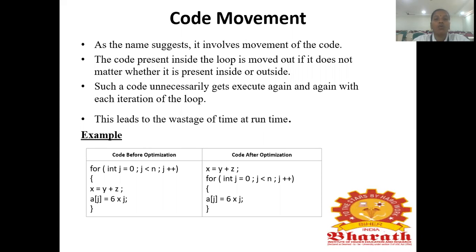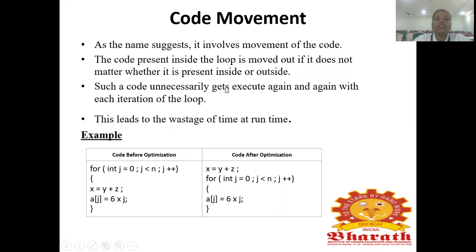The next one is code movement. So what is code movement? It involves the movement of code. Code present inside the loop is moved outside of it, and it does not matter whether it sits inside or outside. The code is moved from inside to outside, whichever is convenient for your expression. That is code movement.